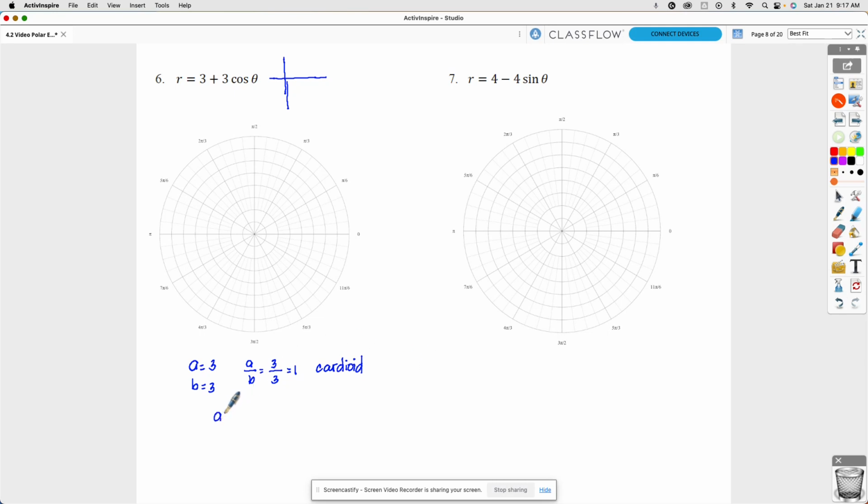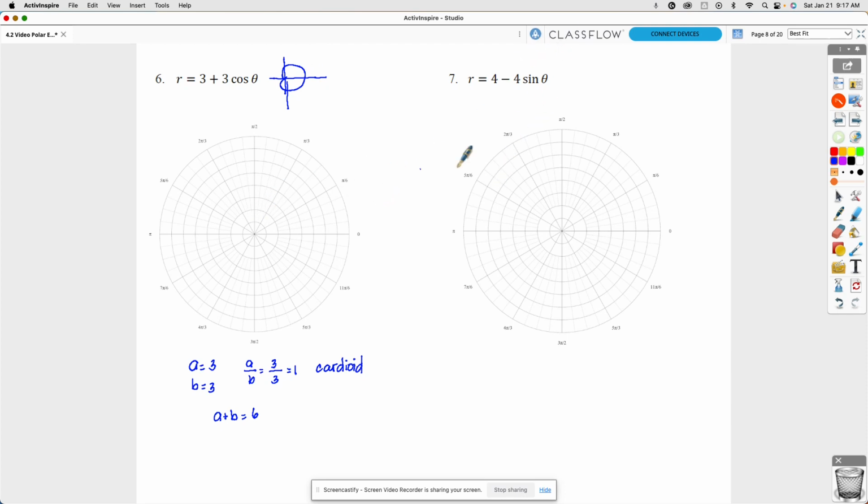Our a plus b is equal to 6. Okay, notice that b minus a is equal to 0, so that's why we don't have that inner loop. Okay, so your intercept is at 3. So it would look something like this, a cardioid.